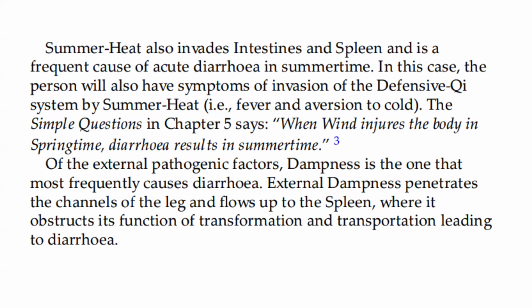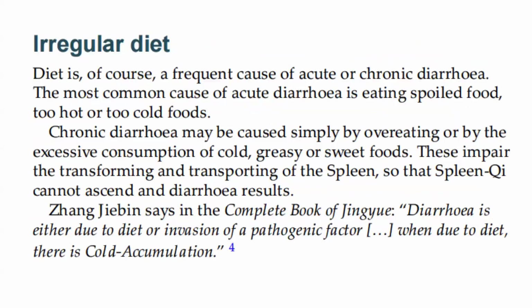External dampness penetrates the channels of the leg and flows up to the spleen, where it obstructs its function of transformation and transportation, leading to diarrhea. Diet is, of course, a frequent cause of acute or chronic diarrhea. The most common cause of acute diarrhea is eating spoiled food, too hot or too cold foods. Chronic diarrhea may be caused simply by overeating or by the excessive consumption of cold, greasy, or sweet foods.